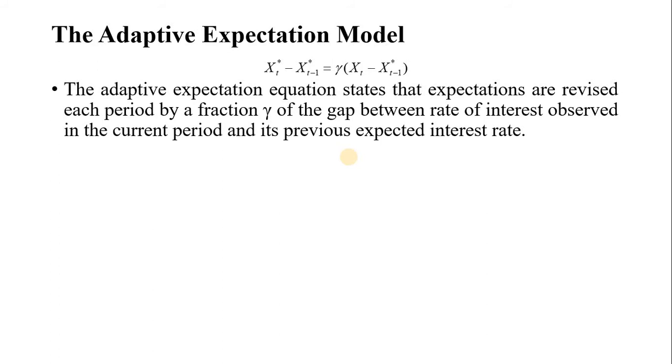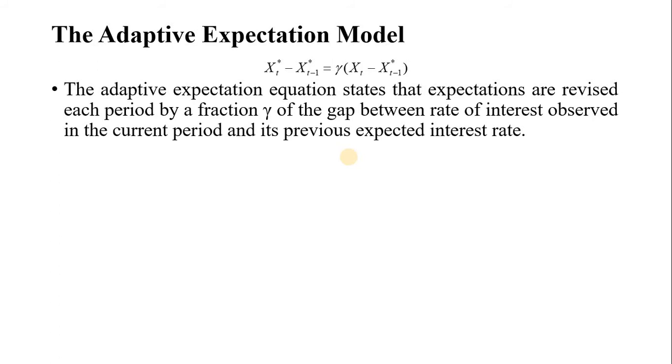Okay, so the gamma coefficient is what? Your expectation coefficient. This will be revised each day. Okay, and now in our example, we will revise our expectation in each period by a fraction gamma of the gap between xt and xt star minus 1.